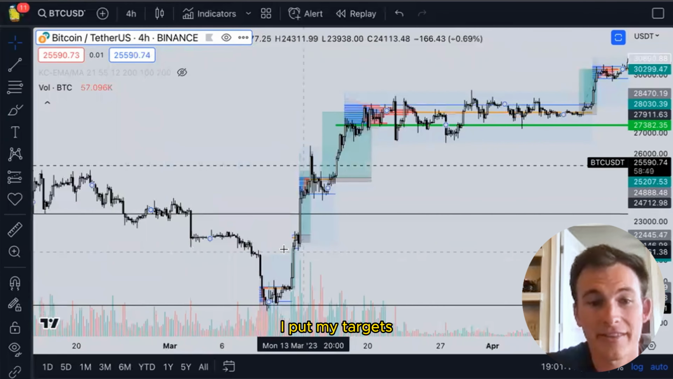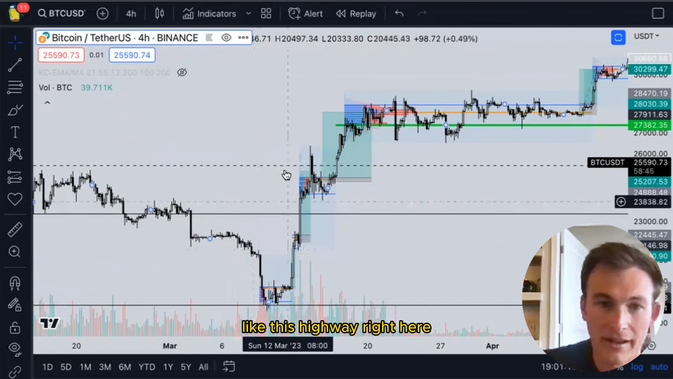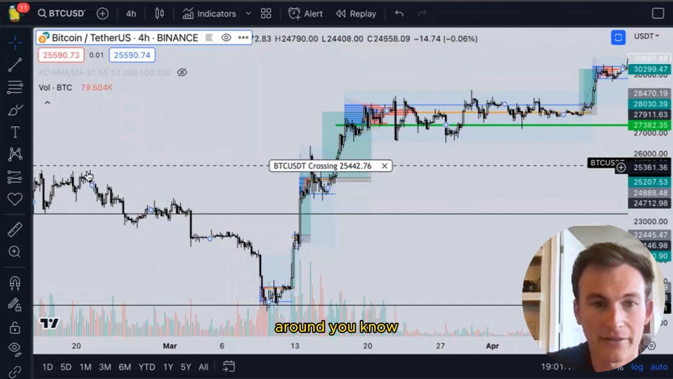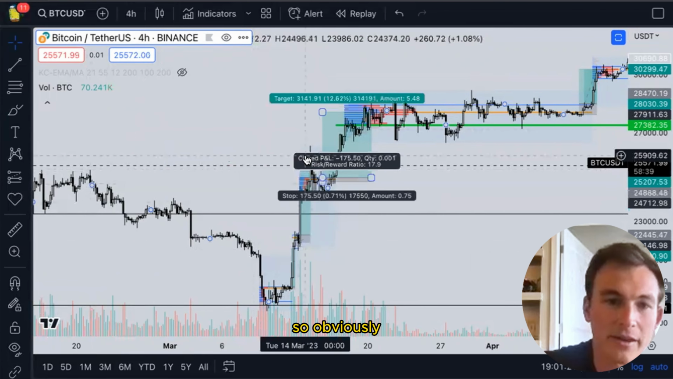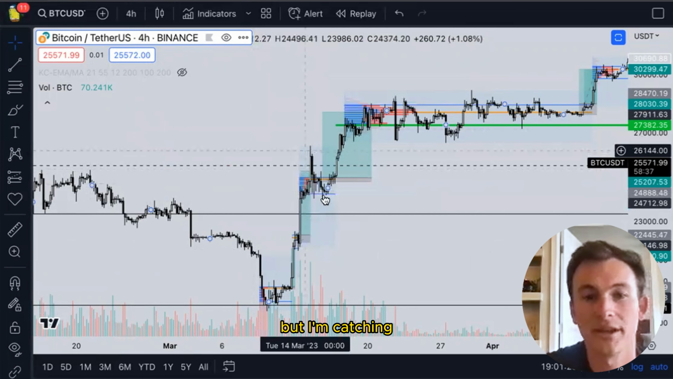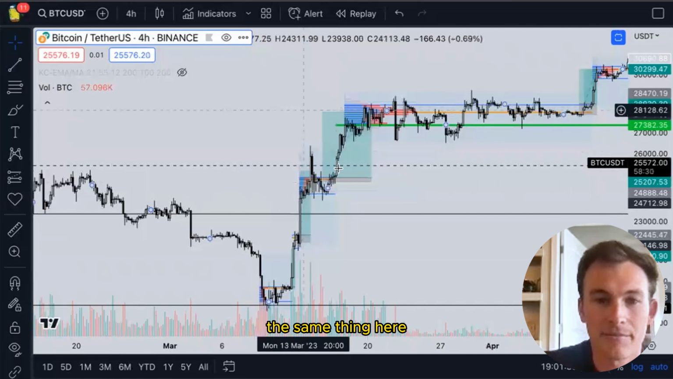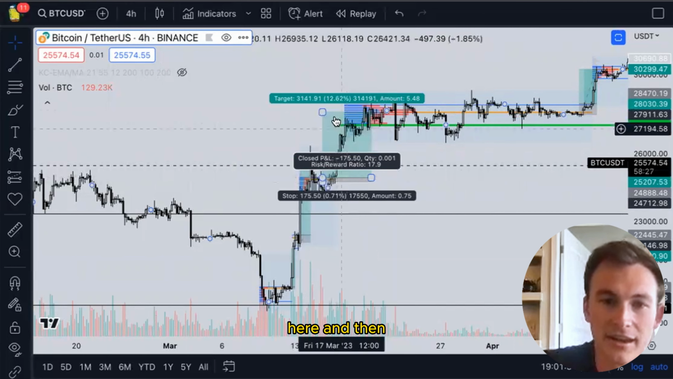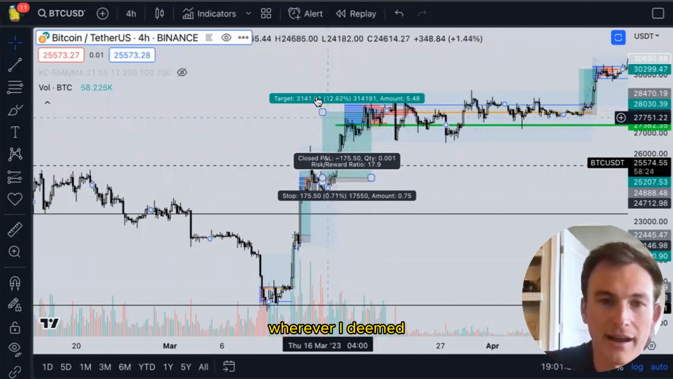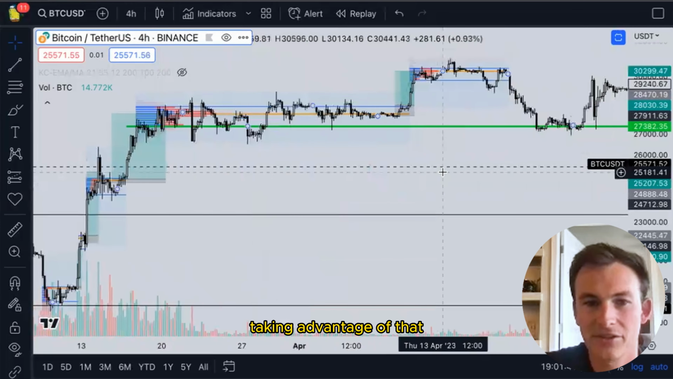I put my targets at areas where I thought liquidity would be sitting, like this high right here. I was targeting around the previous yearly highs for my take profit. So obviously I'm not catching the full move, but I'm consistently catching a very large move. And you see the same thing here, right? Where we had a super tight invalidation. I could enter here and then I could take profit wherever I deemed a worthy swing high. And I just kept taking advantage of that the entire trend.